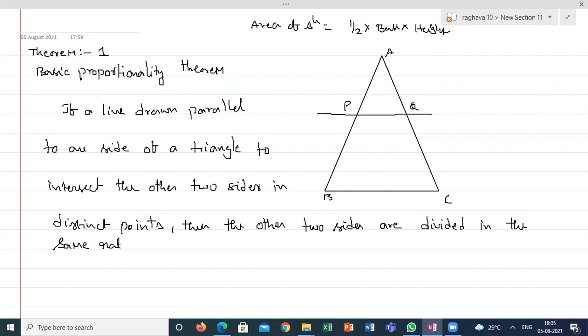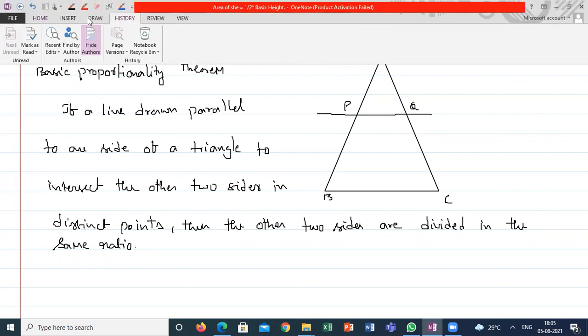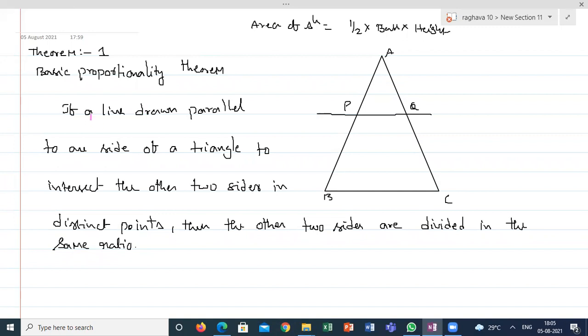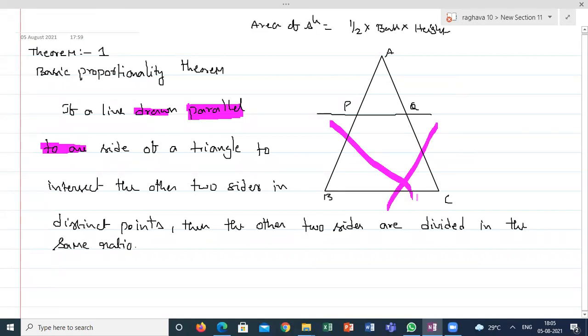Whenever you see a numerical, first you look at what the given data is and what you have to find out. Same here: first you have to identify the given data. If a line is drawn, you have to draw a line. You draw a line parallel to any one side. That means PQ is parallel to BC, or you can draw a line parallel to AB, or parallel to AC. Any one you take. The pink color where I am highlighting is the given data.